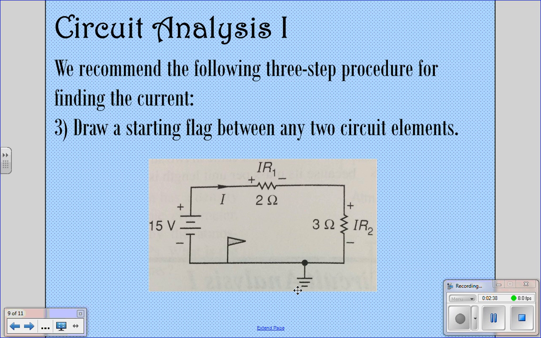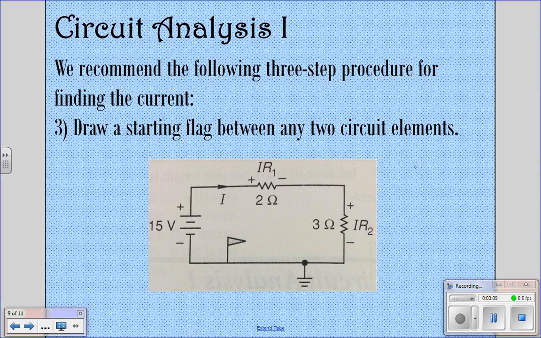And then it says for step 3, you draw a starting flag between any two circuit elements. So you're just going to start at that flag. And it can be anywhere that you want. And you don't really have to make a flag. But if you want to make a starting flag, you can just pick a point and make that your starting point. Okay? So it says that the voltage across this one is I R sub 1. And then the voltage across this one is I R sub 2.